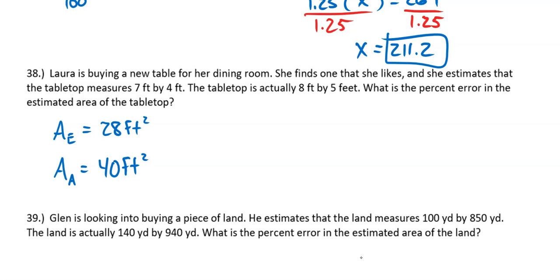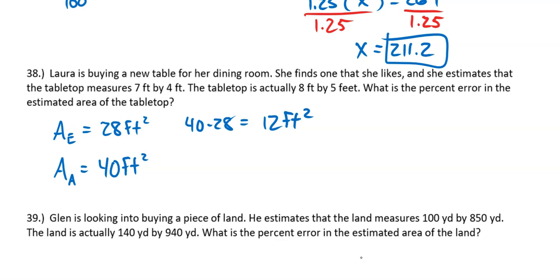And so if we want to know how far off was she, well, we have to look at the difference between these. If I look at the difference between 40 and 28, she was off by 12 square feet if I subtract those, okay? So I do 40 minus 28 because I want to know how far off she was. She was off by 12 square feet. So that's her error. Her error is 12 square feet. That's how far off she is.